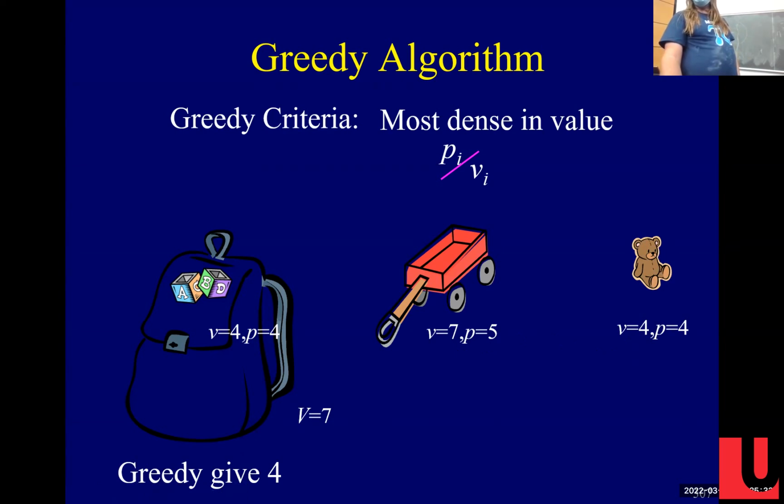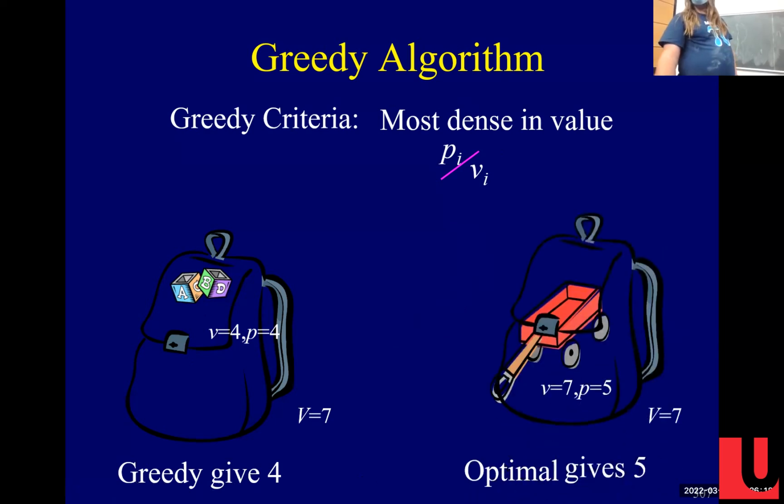Yeah, well, that's exactly our question: does this greedy algorithm give the optimal solution? And the answer is it doesn't, right? And it doesn't because here this is giving us the most price per volume, but it doesn't fill up that much of the knapsack. But we can't put anything else in, right? So we switch over to optimal, which is you just put the wagon in and it's better, right?